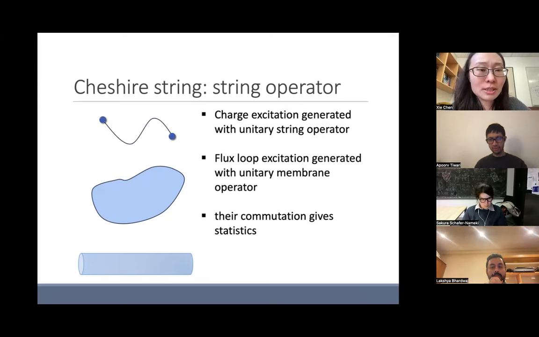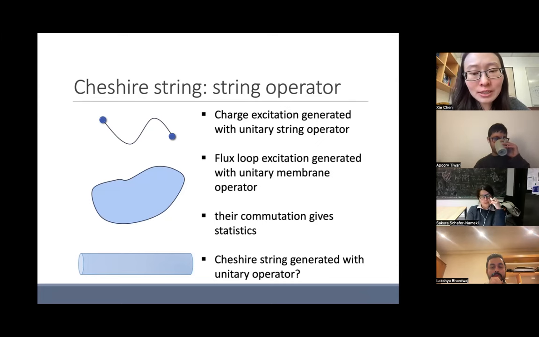So my question about Cheshire string is, can we generate Cheshire string with a unitary operator? Because if we can generate it with a unitary operator, I can potentially think about moving it and maybe fusing it with something else and moving it around something else and then doing some non-trivial operation with it, right? Because if I define it as the modification of a Hamiltonian, then if I try to move the defect, do I just change the Hamiltonian back? It's not obvious to me at all. I don't know how to think about motion of the defects and their relations in terms of changing the Hamiltonian to create the defect. Okay, so that was my question.